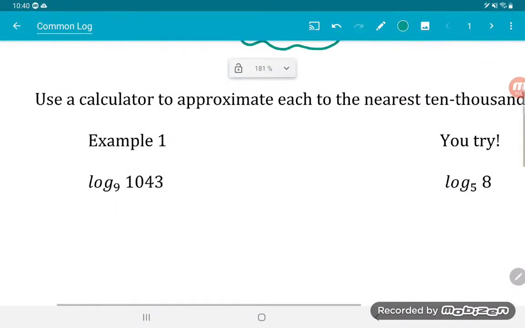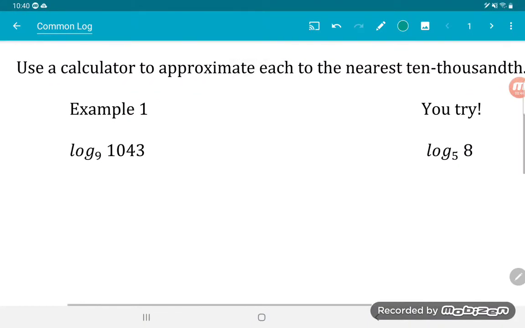In this section, it says use a calculator to approximate to the nearest 10,000. I never tell you to take out a calculator, but today we will need a calculator for this lesson.